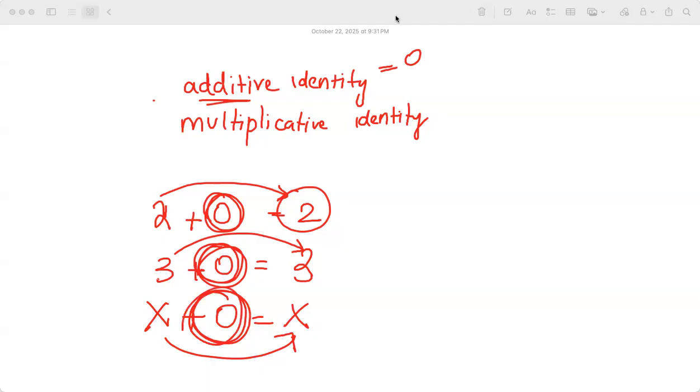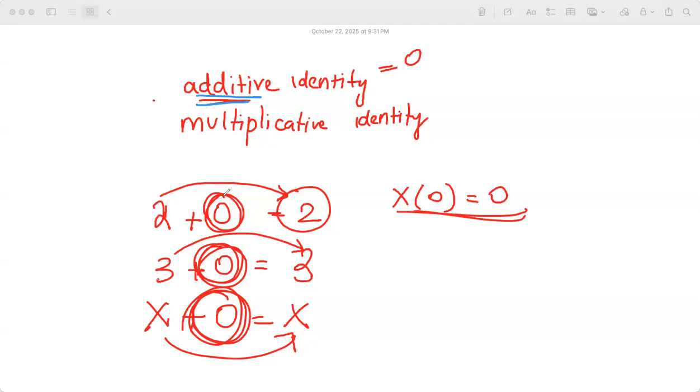So for multiplication, would it be like x times 0 equals 0 or something? X times 0 becomes 0. So that's not the multiplicative identity, right? I think I did not help you understand properly.